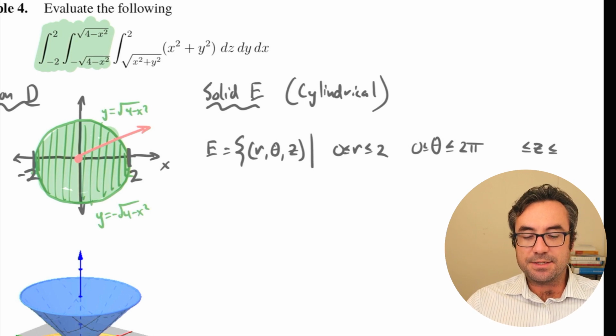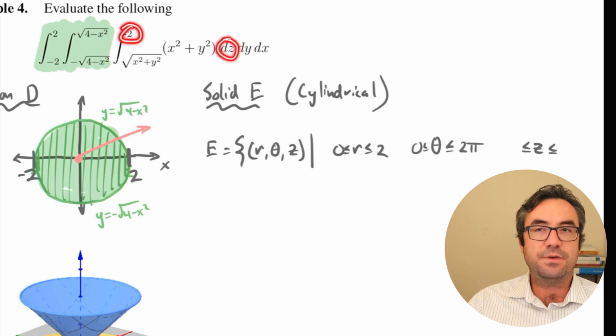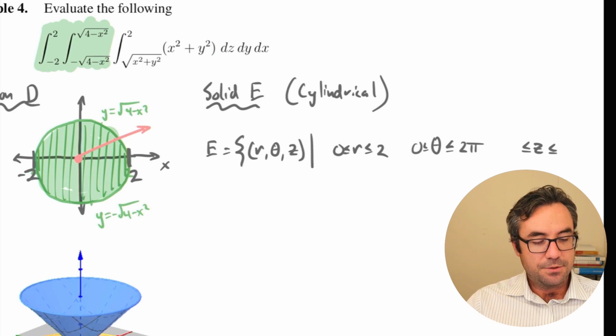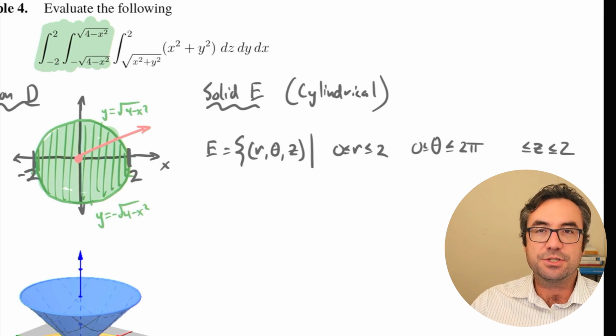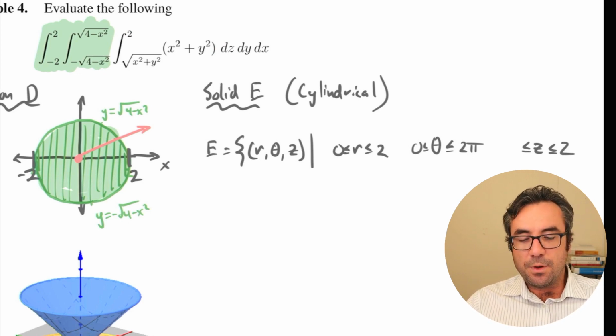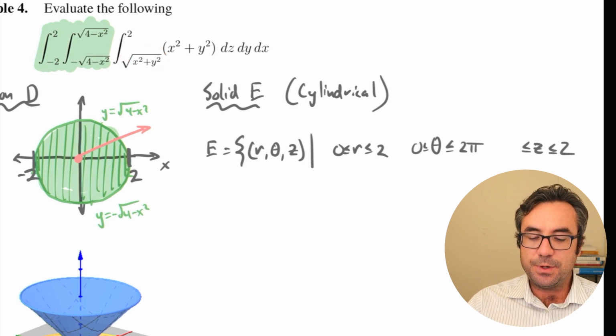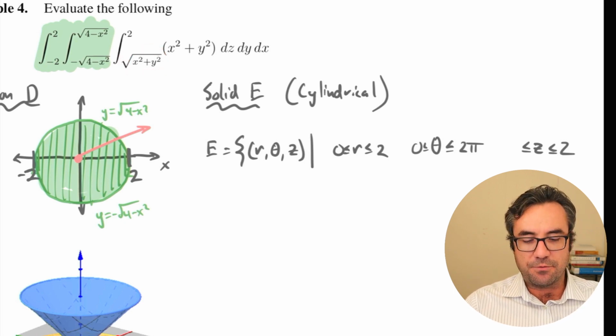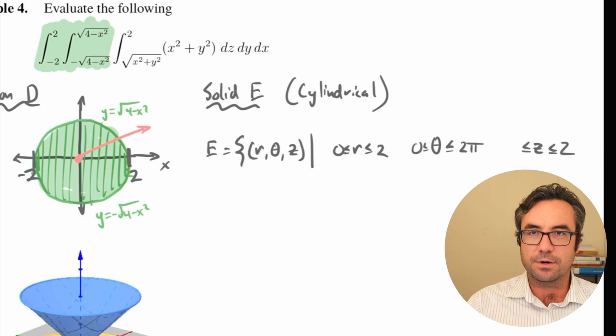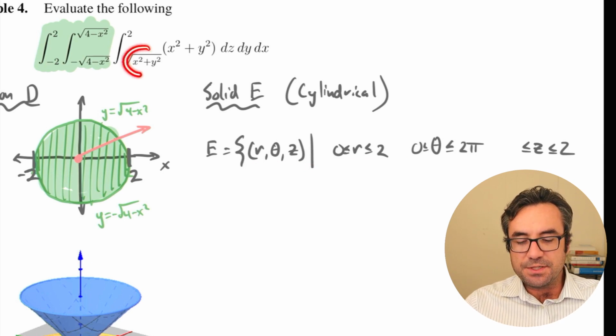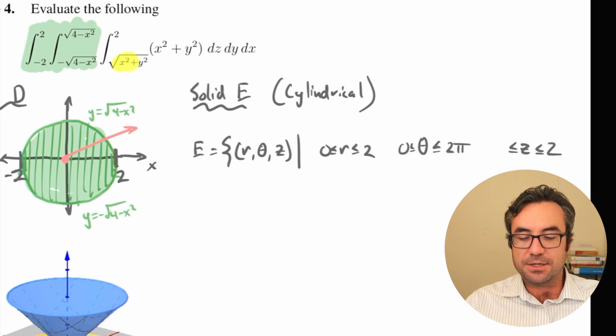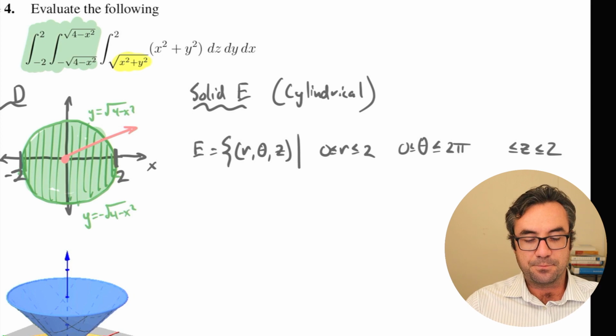And we see that for z, the largest value z gets is 2. So perfectly fine. That can just stay 2. But the one thing we do have to worry about is we don't want x's and y's anymore if we're describing this in cylindrical coordinates. So when we see this square root x squared plus y squared, we want to do something with that x squared plus y squared.